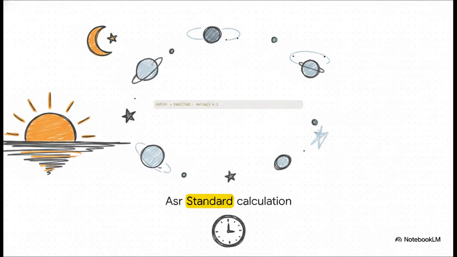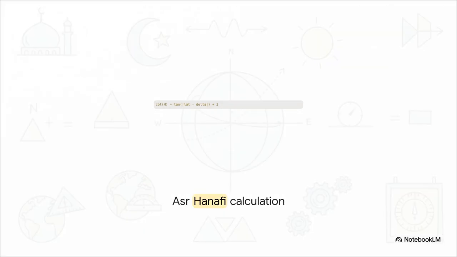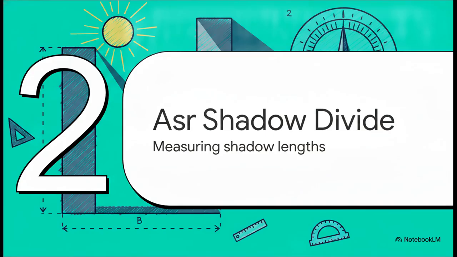Here is the formula used for the standard Asr calculation. Just mentally bookmark the shape of this equation for a second. Okay, now let's immediately contrast it with this Hanafi formula. If you look really closely at the very end of the equation, you're going to see a tiny, tiny change. It's a +2 instead of a +1. And believe it or not, this seemingly small mathematical shift is our very first major reason for why those app discrepancies happen.